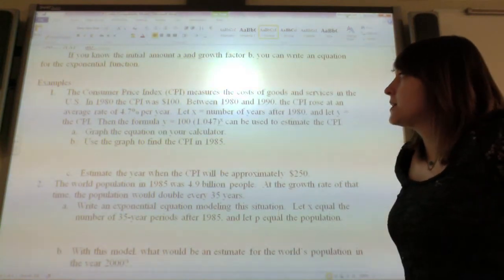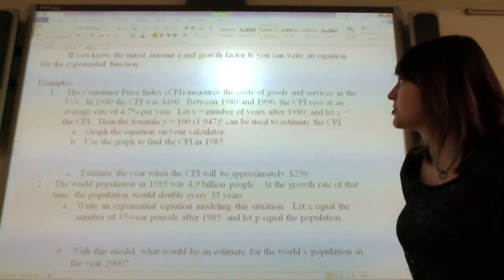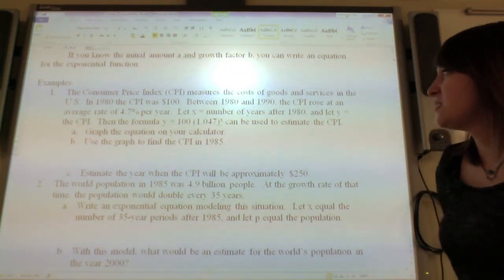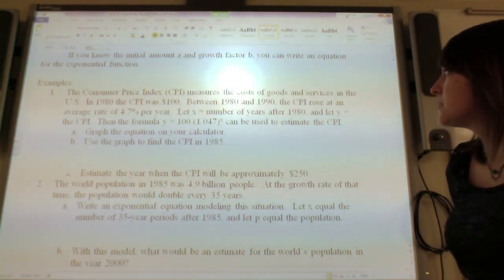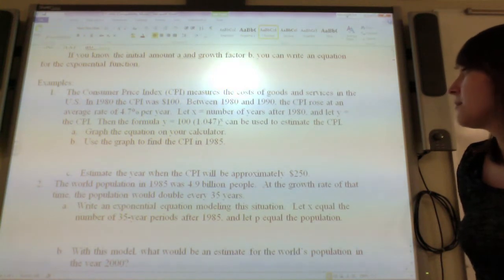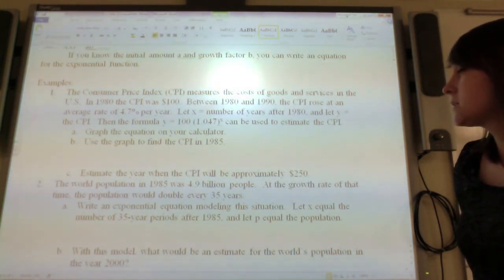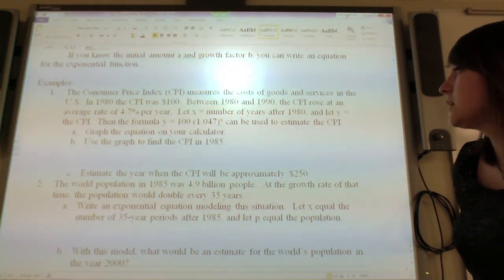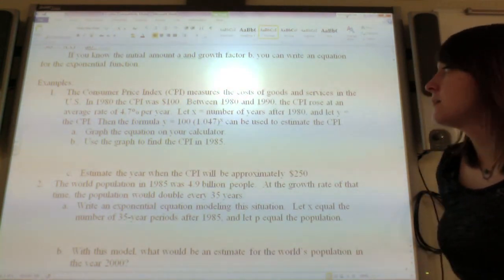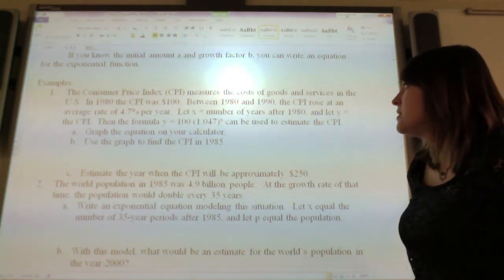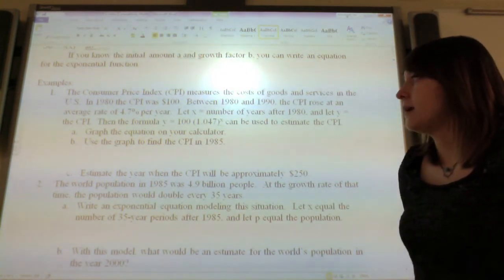So the Consumer Price Index, CPI, measures the cost of goods and services in the U.S. In 1980, the CPI was $100. Between 1980 and 1990, the CPI rose at an average rate of 4.7% per year. Let x equal the number of years after 1980, and let y equal the CPI. Then the formula y equals 100 times 1.047 to the x can be used to estimate the CPI.